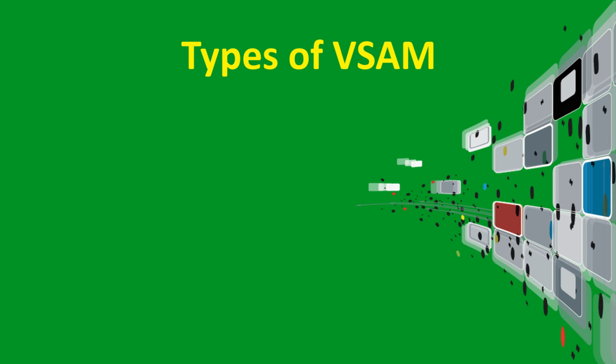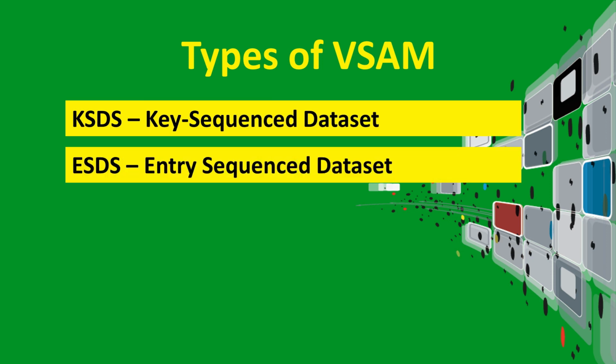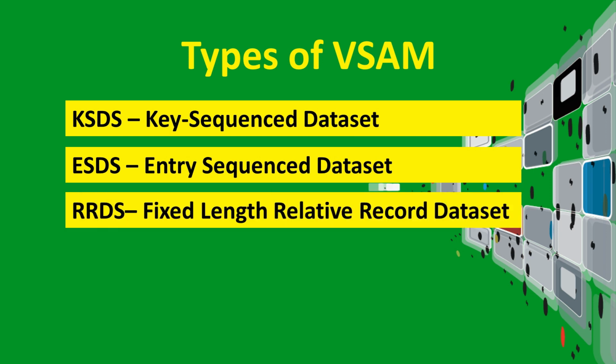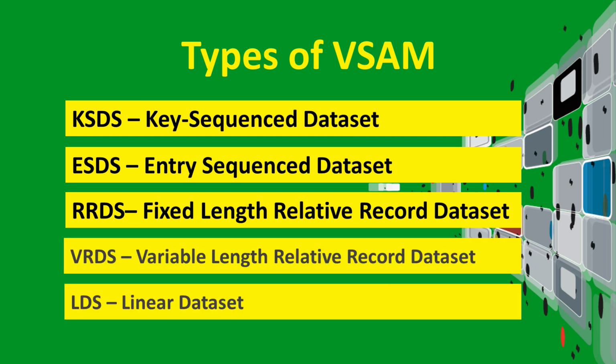Types of VSAM datasets. Now let's look at the different types of VSAM datasets. There are three main types of VSAM dataset: KSDS, key sequenced dataset; ESDS, entry sequenced dataset; and RRDS, relative record dataset. But I have mentioned here two more VSAM datasets: VRRDS, variable length relative record dataset, and LDS, linear dataset. LDS is rarely used in mainframe, and it is mainly used in DB2. But we are discussing types of VSAM datasets, so I mentioned these two also, so that you will know these are also types of VSAM dataset.